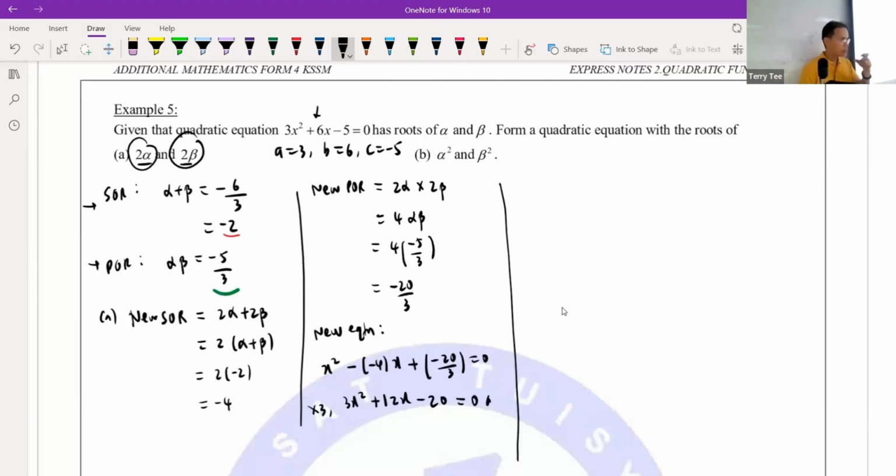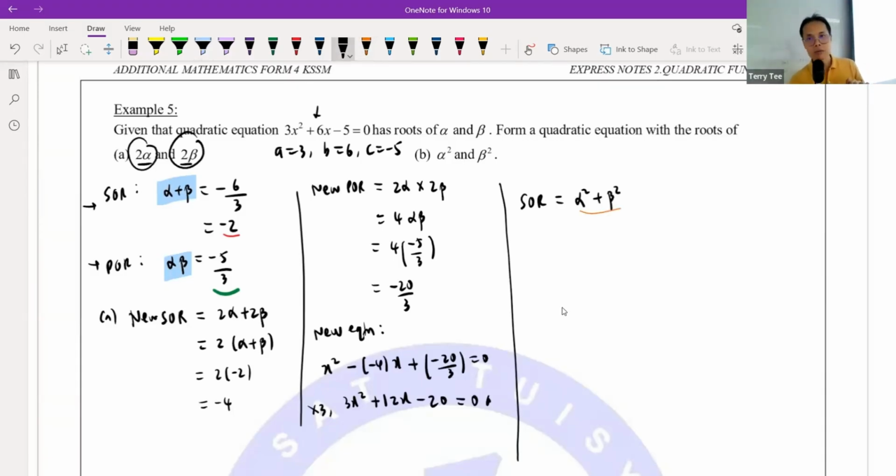Okay, the first part is relatively easy. B is a little bit harder. Remember, they will ask you a question like this in the exam. Alpha square, beta square, or maybe they can give you alpha over beta, beta over alpha, which is even harder. Now, how do I find the SOR based on this? Anyone remember, SOR, alpha square plus beta square? Remember, I want to use this result. How can I use this result to solve this?